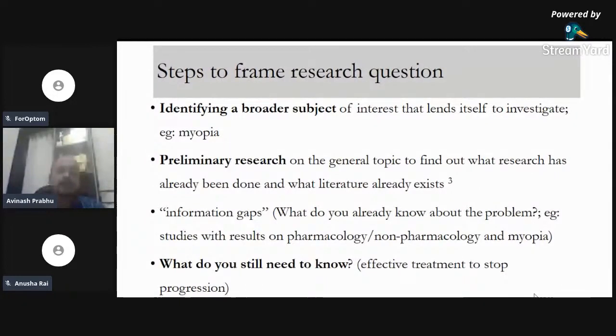Okay. Let's go to the main crux of today's discussion, that is steps to frame a research question. So, firstly, you need to identify a broader subject of interest that leads you to investigation. Say, for example, myopia or hypermetropia or astigmatism. That's how you start. Take a broader subject. Next, do some kind of preliminary research on a general topic to find out what research has already been done and what literature already exists, right?